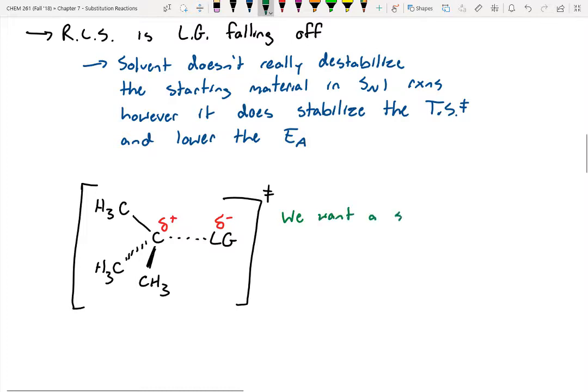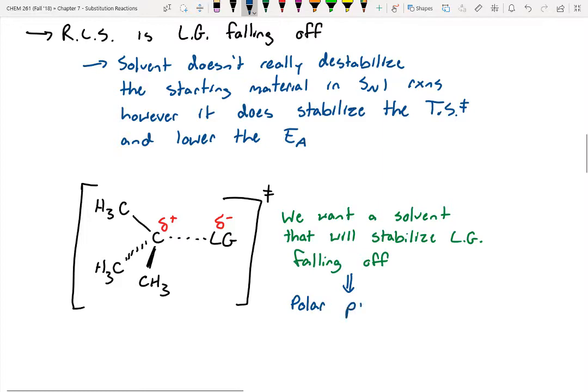We want a solvent that will stabilize the leaving group falling off, and in this case, polar protic solvents can H bond to the leaving group as it falls off.